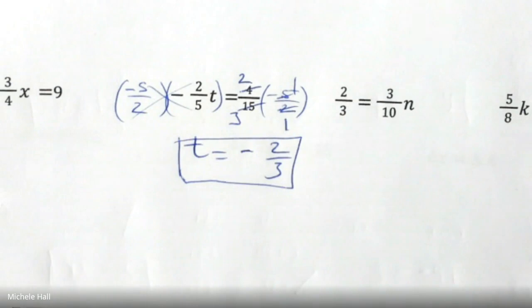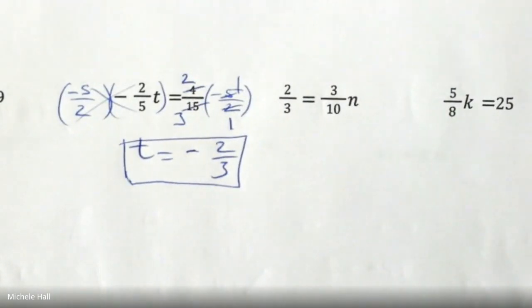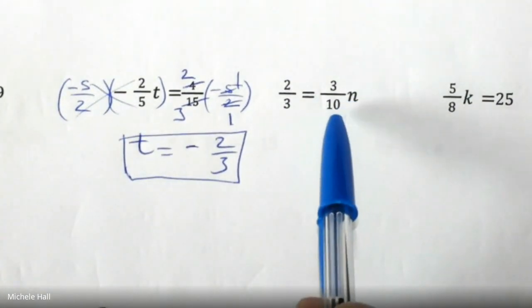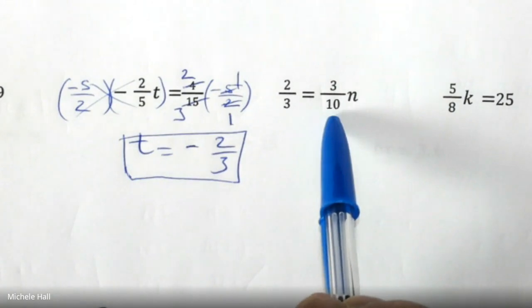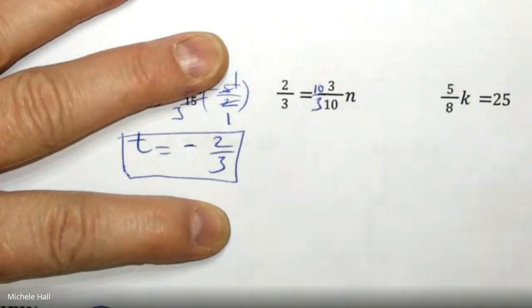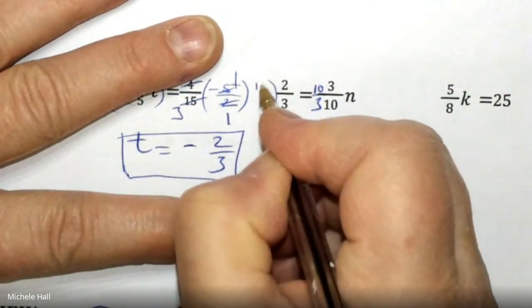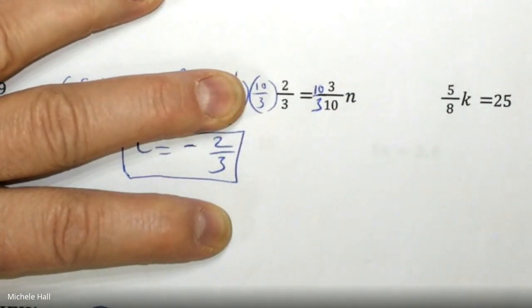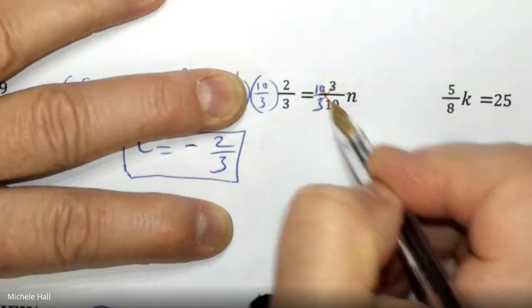Some students were a little confused on the next one on how to start: 2/3 equals 3/10 n. Where should I be looking right now? I need to look at the variable, which is right here. So that's what I need to do the reciprocal of. What's the reciprocal of 3/10? And I can just squeeze it right next to it, 10/3. And then multiply this side by 10/3. So I can just squeeze it in there. I see the 3's will cancel, the 10's will cancel, leaving that n.